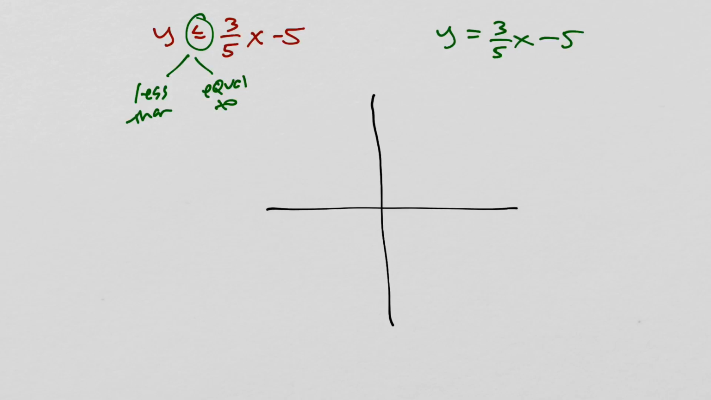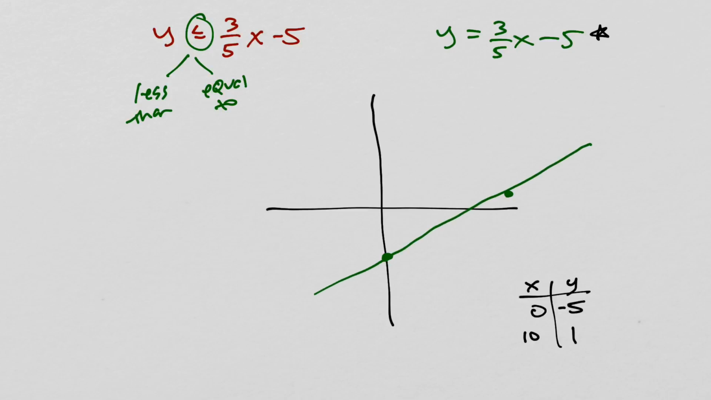If I were to graph this line right here, remember all you need are just 2 points for a line. So for this one, when x is 0, I get a y value of negative 5. And if I let x be 10, I get a y value of 1. So I have this point 0, negative 5, and the point 10, 1. And that's what the line y equals 3/5 x minus 5 looks like. Right? Now here's where the inequality comes into play. For the inequality, you can see it's kind of broken this up into 2 regions, right? We have this region up top and this region down below.